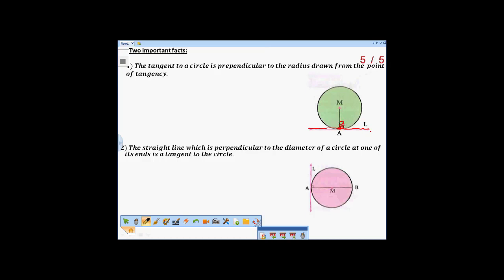So if I draw, for example, a tangent like this, and I draw a line from the center to this point of tangency, it must be perpendicular.